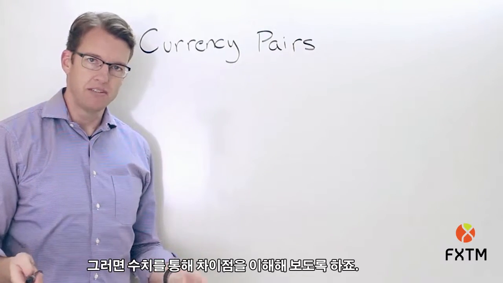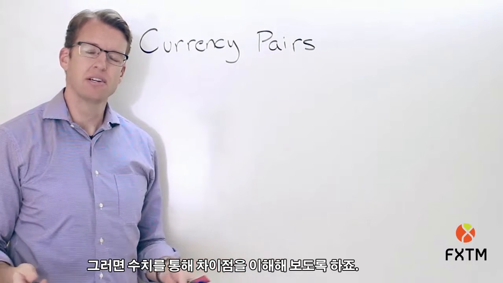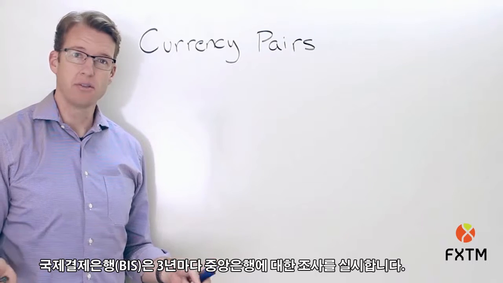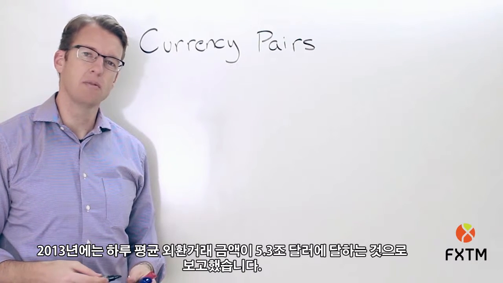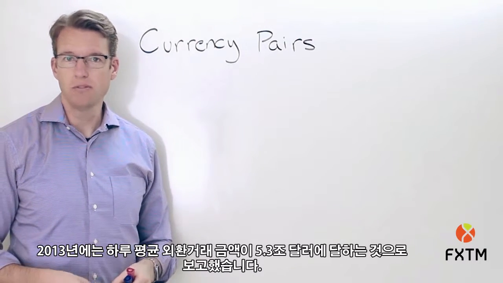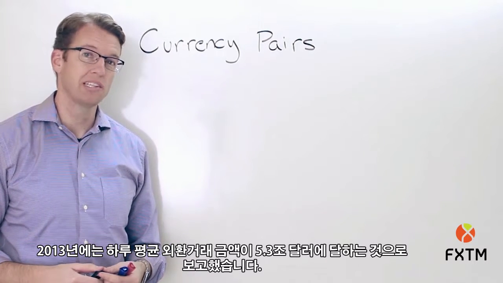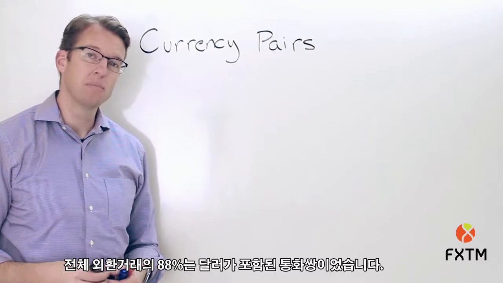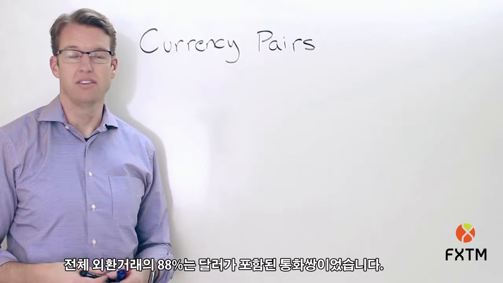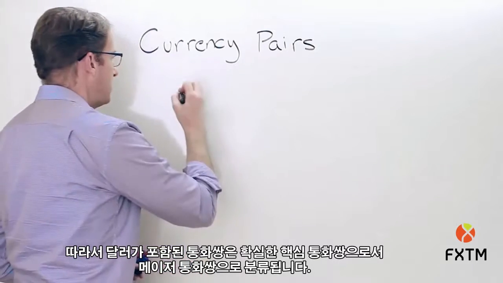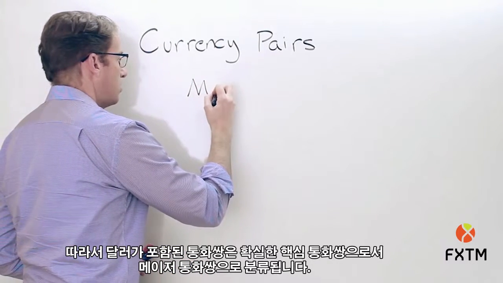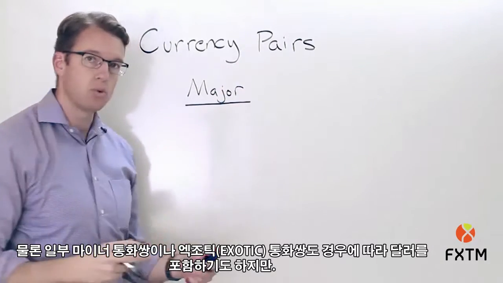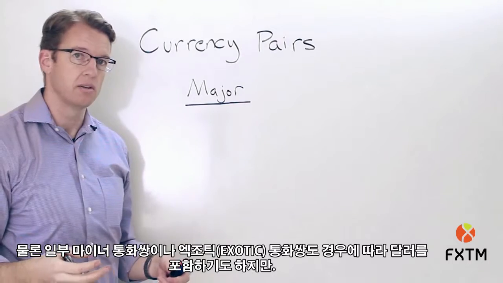So let's put a little bit of a sense of scale so we understand the difference here. The Bank for International Settlements does a survey of central banks about every 3 years. In 2013, they reported an average volume in the Forex of about $5.3 trillion per day. About 88% of that was with currency pairs that had the dollar on one side or the other. So it's obviously going to be one of the key currencies that will identify a major pair, although some of the more minor pairs or exotic pairs will also be crossed with the dollar from time to time.